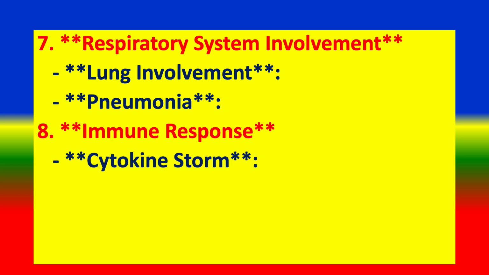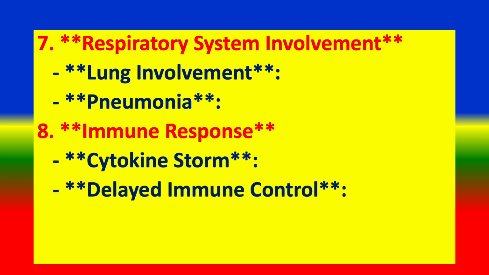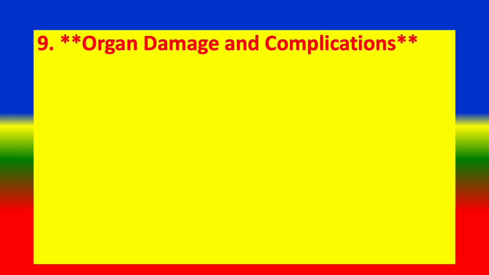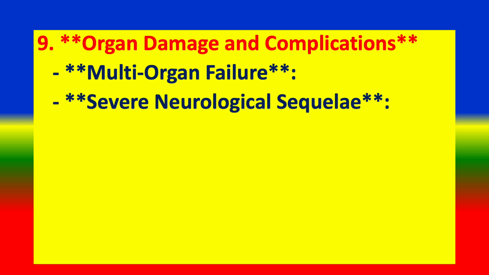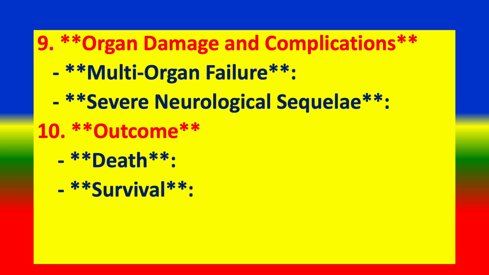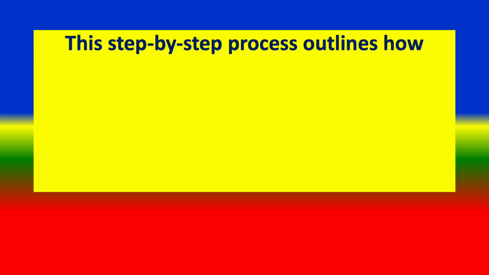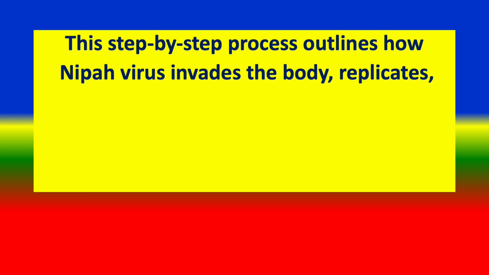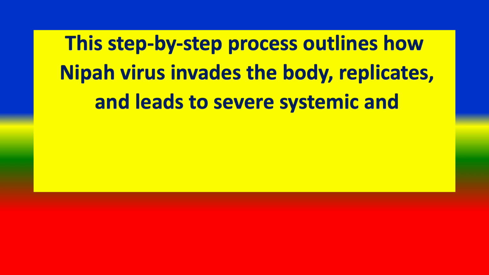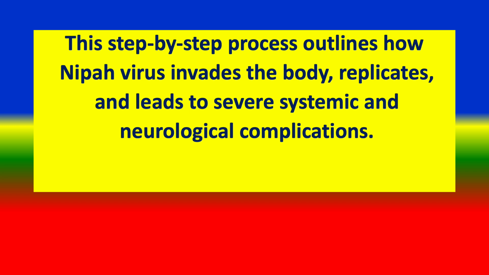8. Immune response: cytokine storm, delayed immune control. 9. Organ damage and complications: multiple organ failure, severe neurological sequelae. 10. Outcome: death or survival. This step-by-step process outlines how Nipah virus invades the body, replicates and leads to severe systemic and neurological complications.